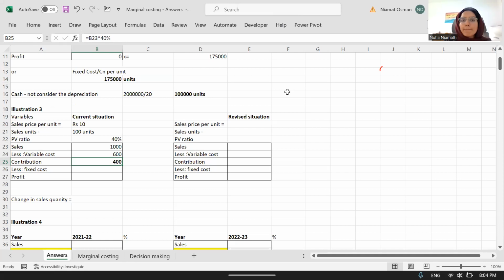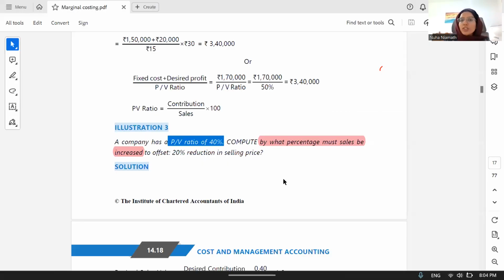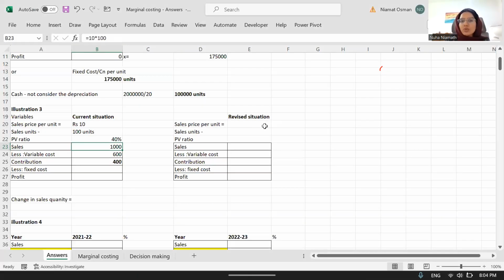Okay. So I hope it's clear till here. Now, what is the question telling? The question is telling that there was a 20% reduction in the selling price. So let's reduce this by 20%. The selling price will be 10 minus 20% of 10, which gives me 8 rupees. So this is my revised sales price.